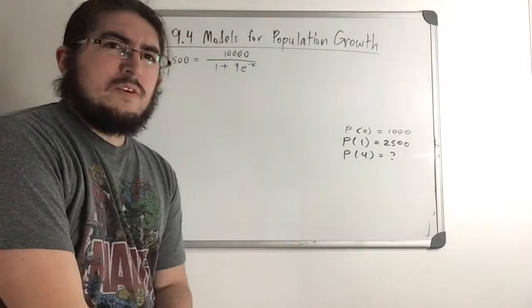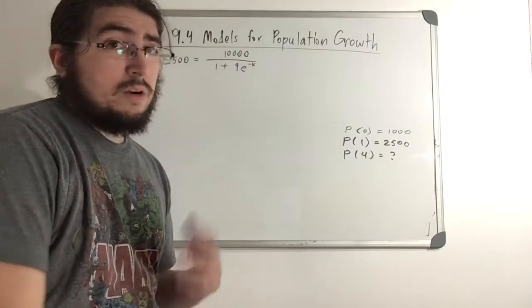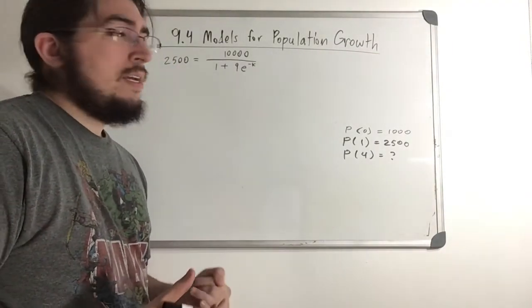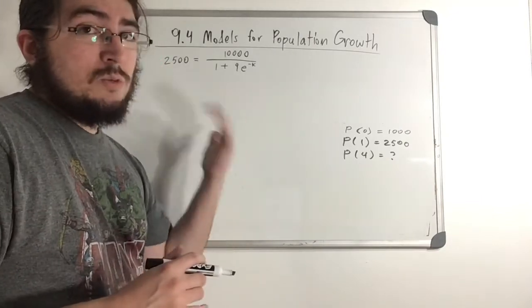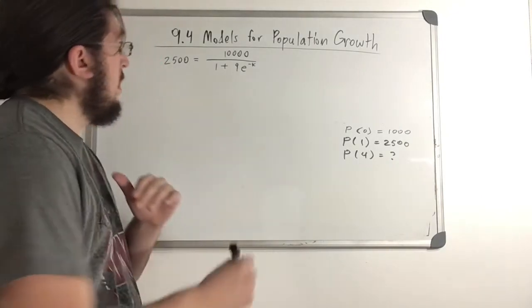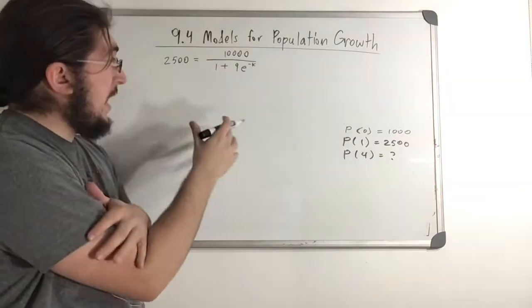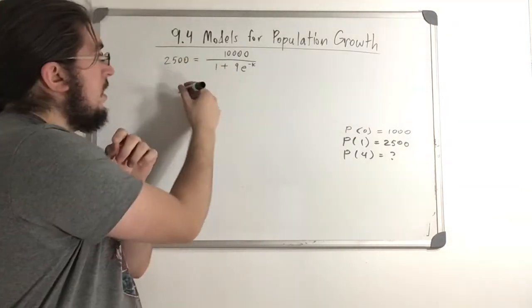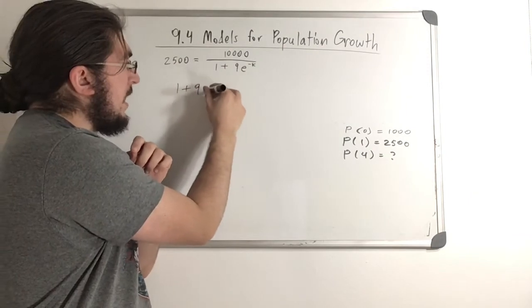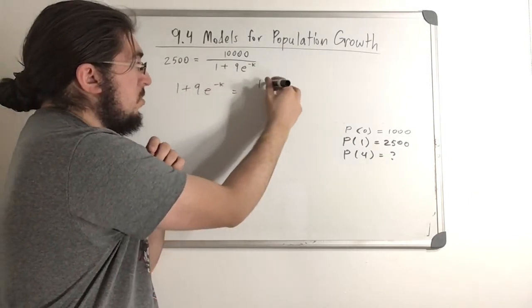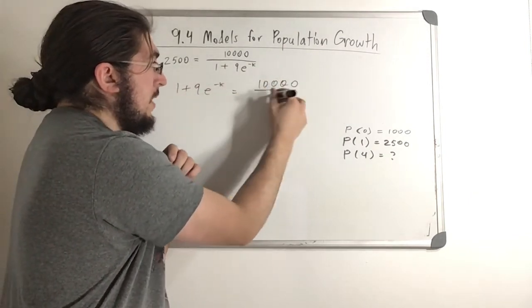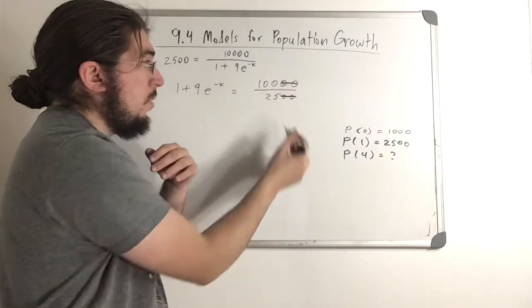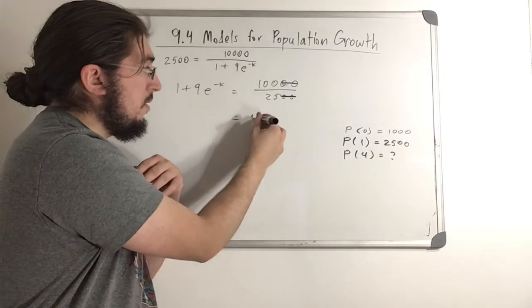Okay, what's kind of clever here is we actually don't need our calculator at all if we're clever enough. You can still use your calculator if you like, but I'm not going to here. Let's just watch. It's actually pretty cool. So yeah, I want to solve for k, so I'm going to reciprocate both sides. Let's just swap these. Remember that trick? So we get 1 plus 9 e to the negative k is equal to 10,000 divided by 2,500. And 2 of the zeros cancel. We're left with 100 over 25, which is 4.